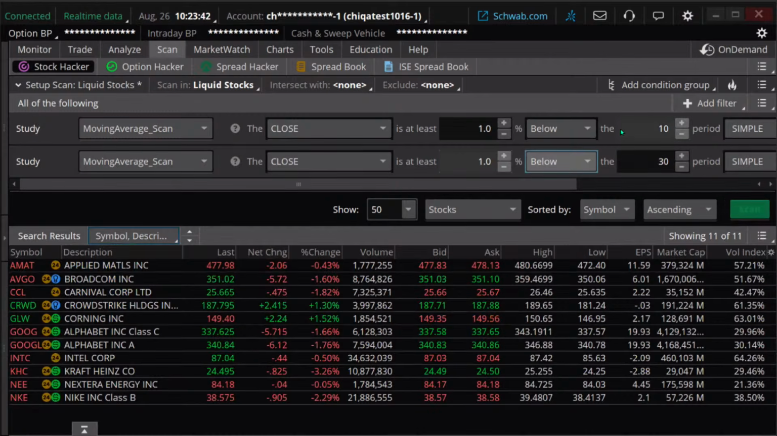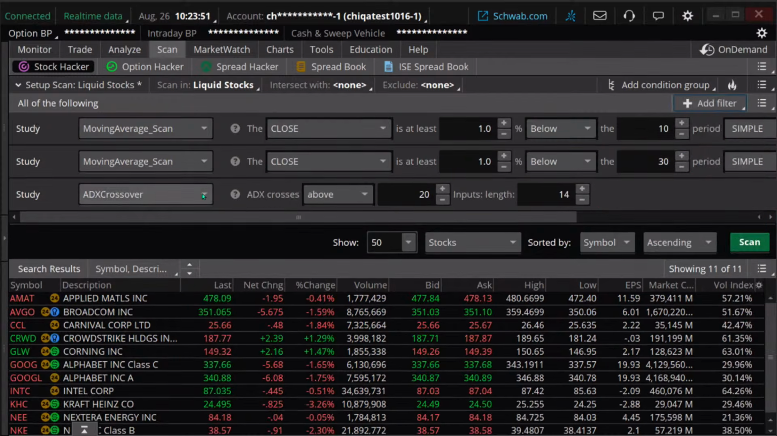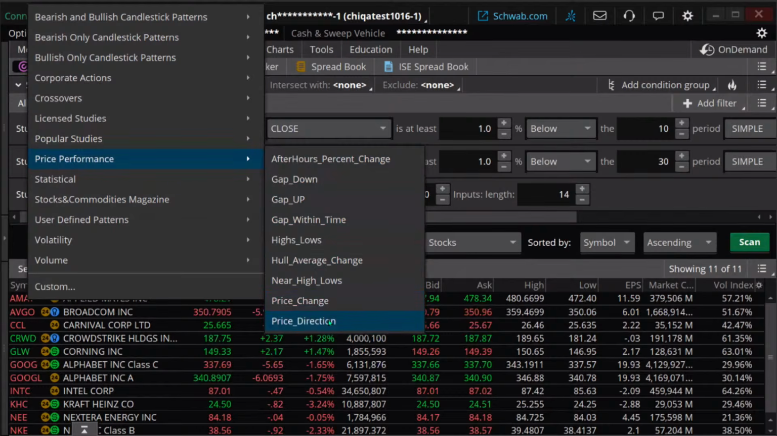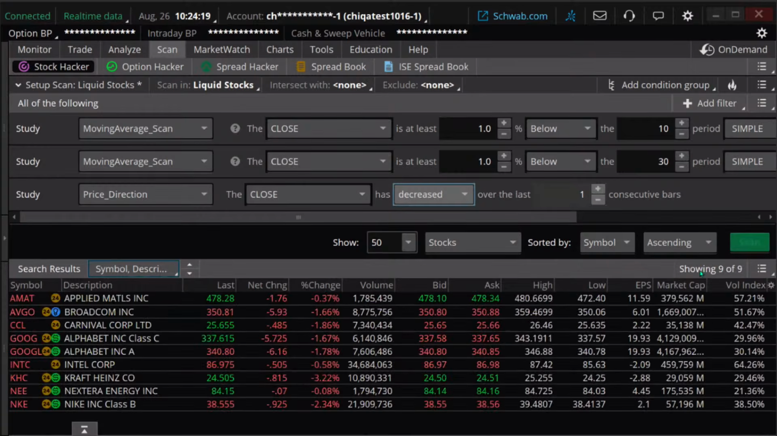And then just to familiarize yourself with another one, I'm going to add in another study filter. I'm going to go down to price performance, and I'm going to go to price direction. This is one that's kind of neat because even if it's trending down, I don't want something that's bouncing up. So I could say the close has decreased, and we could say over the last 2 days, 3 days. I'm just going to do 1 day here, okay? And I'm going to click on that. We're down to 9 results.